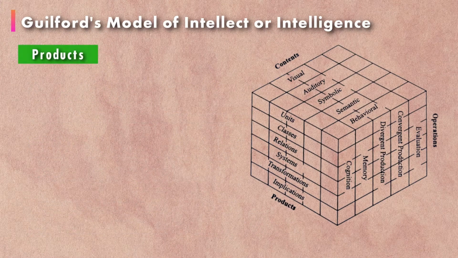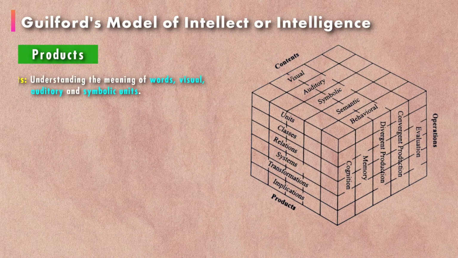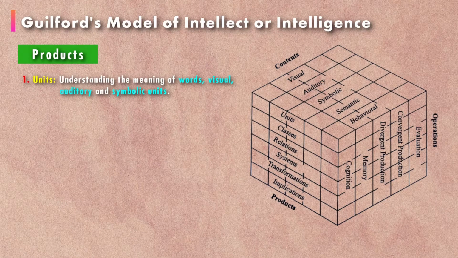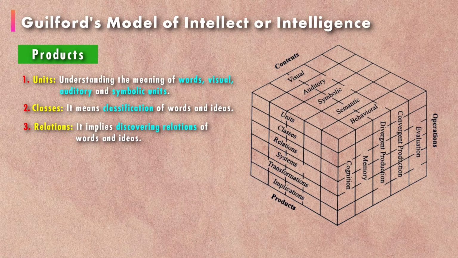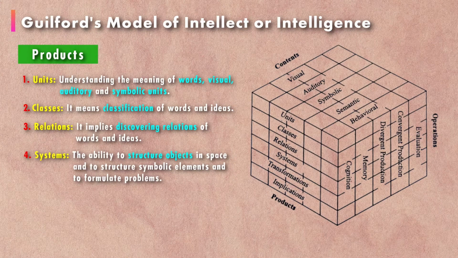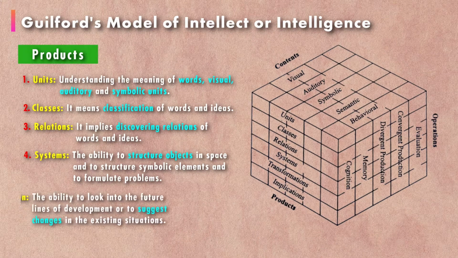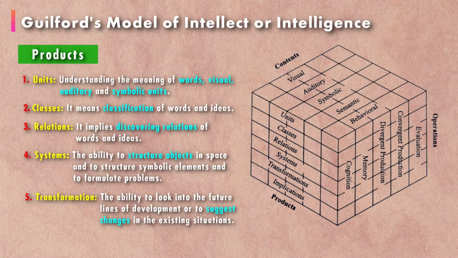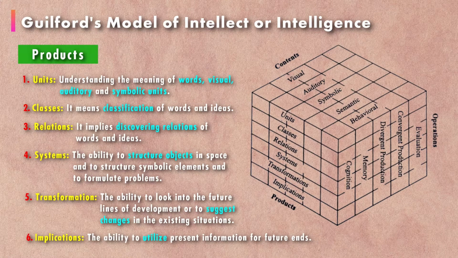The last dimension is products. The first element in the product dimension is units, that is understanding the meaning of words as well as auditory and symbolic units. Second is classes, which means classification of words and ideas. Third is relations, which implies discovering the relation of words and ideas. Systems is the ability to structure objects in space and to structure symbolic elements and to formulate problems. Transformations is the ability to look into the future lines of development or to suggest changes in the existing situations. The final element is implications, that is the ability to utilize present information for future ends.